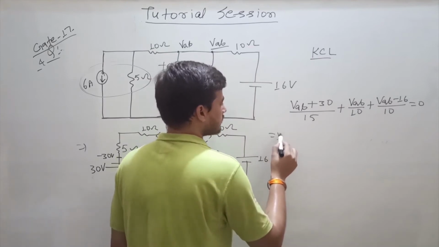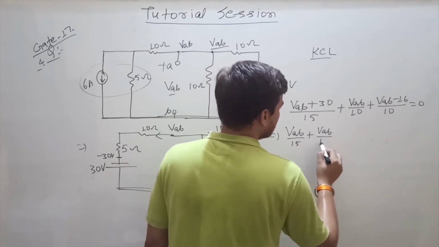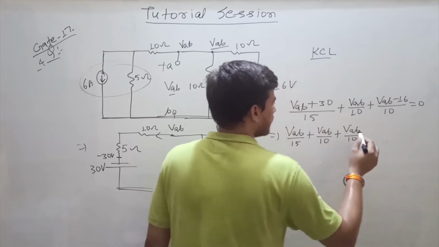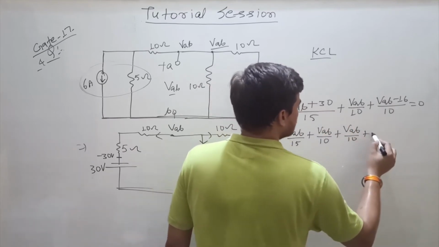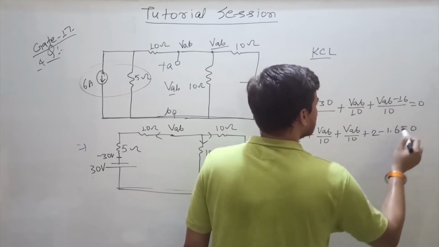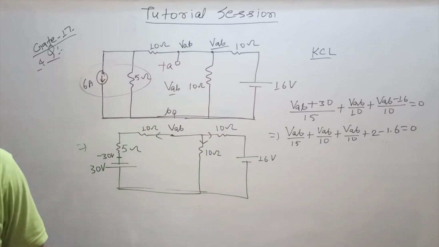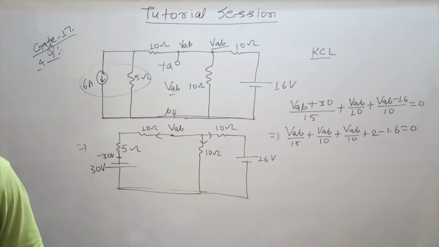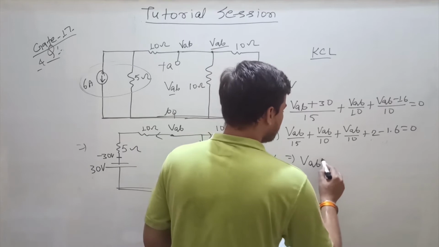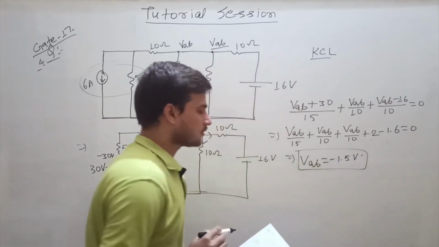So from here you get VAB by 15 plus VAB by 10 plus VAB by 10 plus 2 minus 1.6 equal to 0. From here when you find VAB, the value will be minus 1.5 volt. So VAB equal to minus 1.5 volt will be the answer of the fourth question.